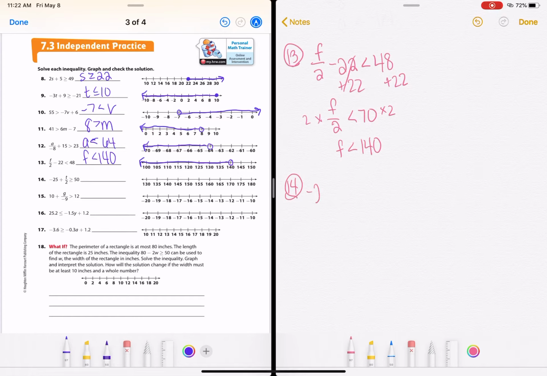Number 14, we have negative 25 plus t over 2 is greater than or equal to 50. Add 25 to both sides. We have t over 2 is greater than or equal to 75. Multiply both sides by 2, and we have t is greater than or equal to 150. Close circle at 150, and we are going greater, so we are going to the right.